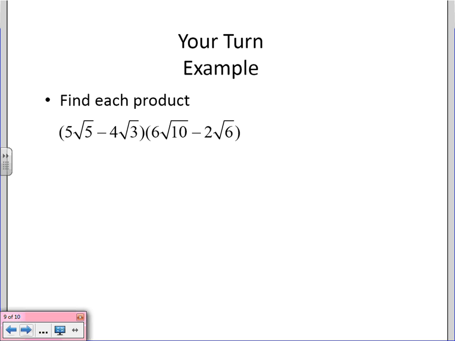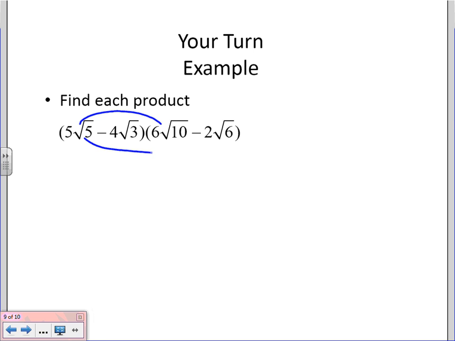Okay, now this one is your turn, and I want everyone to try it. Don't just let me work it out for you. I want you to actually try it. There are a lot of steps, but it's definitely doable. So go ahead and give it a shot and replay me when you're ready for the answer.